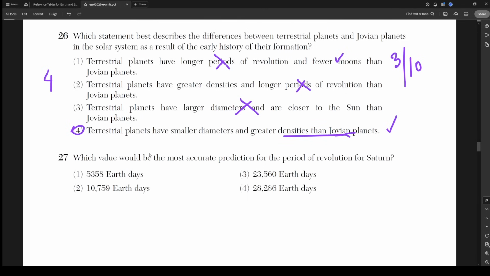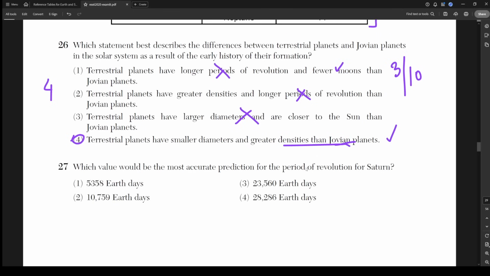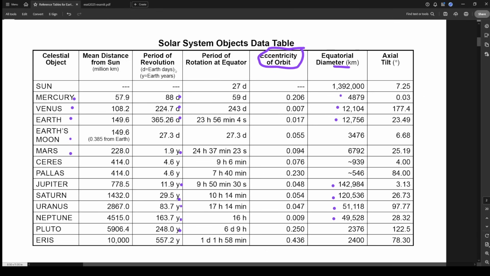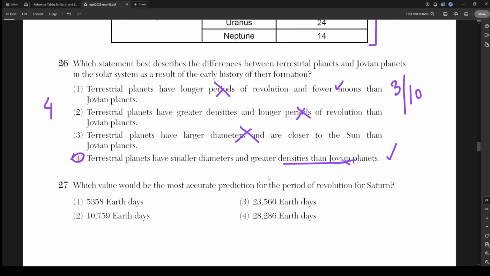Which value would be the most accurate prediction for the period of revolution for Saturn? Can't you just go here? 29.5 years. They want it in days. Oh boy. So you got to do 29.5 years times 365 days. I've got to get my calculator. 29.5 times 365, 10,767. So it's going to be 2.